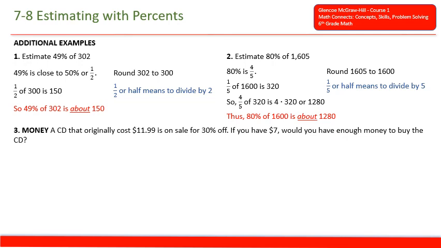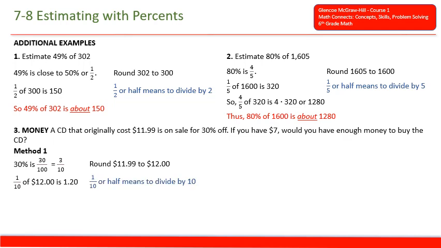A CD that originally cost $11.99 is on sale for 30% off. If you have $7, would you have enough money to buy the CD? Method 1: 30% is 30 over 100, and if we simplify that, it's 3/10. We can round $11.99 to $12, and 1/10 of $12 is $1.20. 1/10 means to divide by 10.